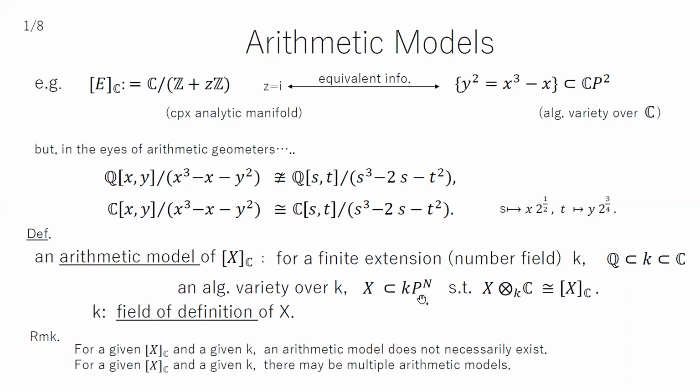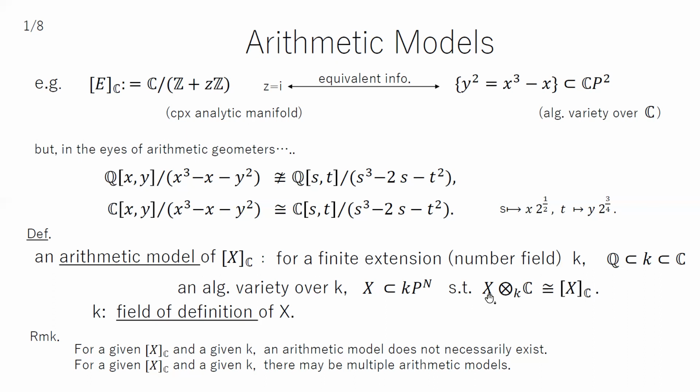So we may think of the variety over the number field K in such a way that when we tensor the complex number field to the ring of regular functions of the variety X, we recover the variety, or the ring of regular functions, over the complex number field.